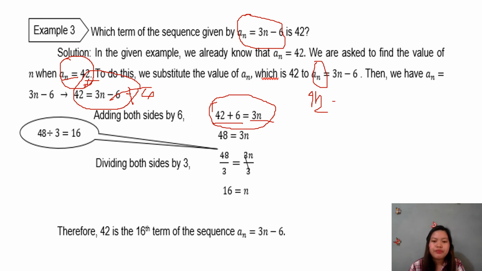Equals 3n. Now, we divide both sides by 3. So, 3n divided by 3, that's n. 48 divided by 3, that's 16. So, therefore, si 42 daw is ika-16 si dyan na term of the sequence a sub n equals 3n minus 6. Sabtan ra, guys, ang ato discussion ko man.